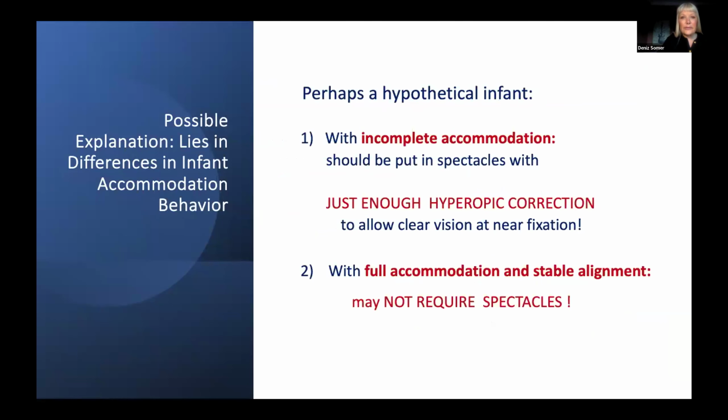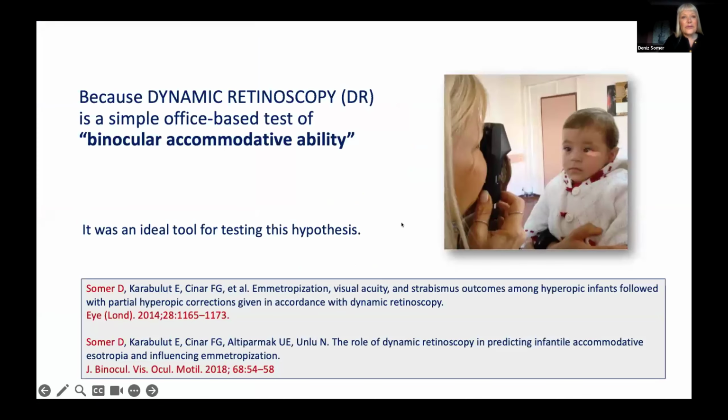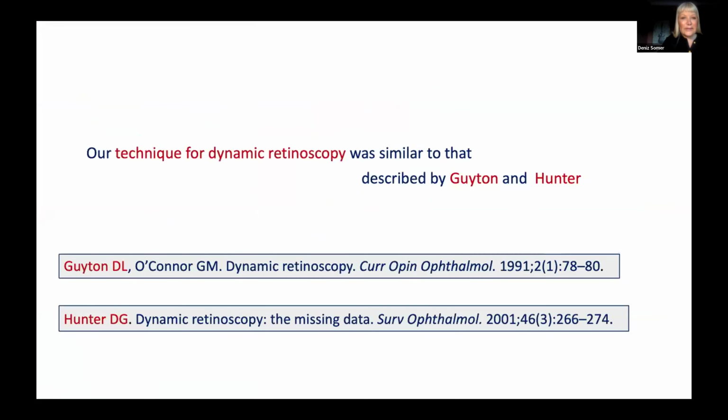Perhaps a hypothetical infant with incomplete accommodation should be put in spectacles with just enough hyperopic correction to allow clear vision at near fixation. And another hypothetical infant with full accommodation and stable alignment may not require spectacles. Because dynamic retinoscopy is a simple office-based test of binocular accommodative ability, it was an ideal tool for testing this hypothesis. Our technique for dynamic retinoscopy was similar to that described by Guyton and Hunter. Professor Guyton, with whom I am now honored to be speaking at the same webinar.